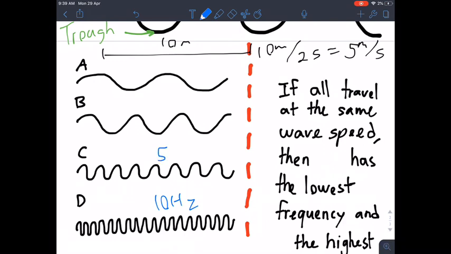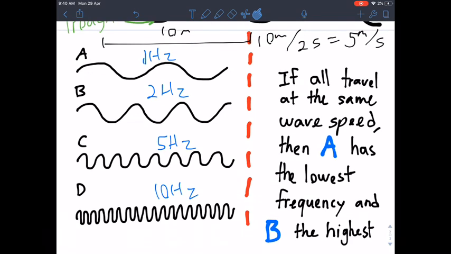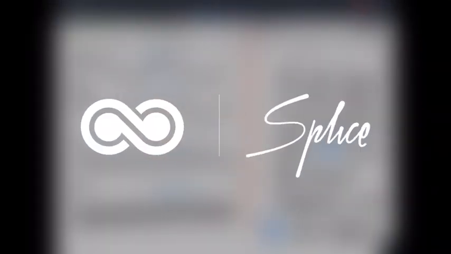C might only have a frequency of about 5 hertz. B only has a frequency of about 2 hertz, only 2 waves pass the line each second. And A might only have a frequency of 1 hertz. So to complete this statement over here, if all waves travel the same wave speed, then A would have the lowest frequency because it's the fewest waves per second, and B would have the highest frequency. Or sorry, not B, I apologize. I always get those two letters mixed up. D would have the highest frequency.